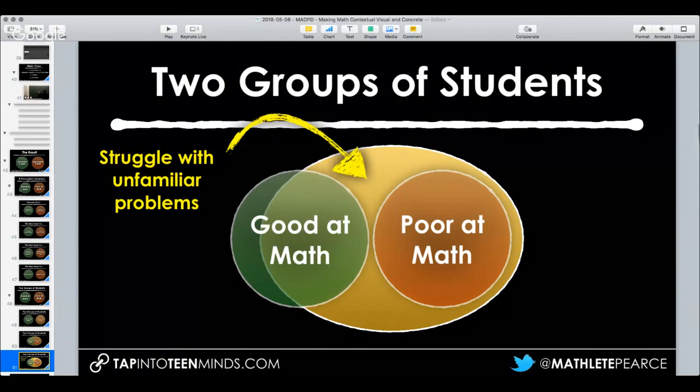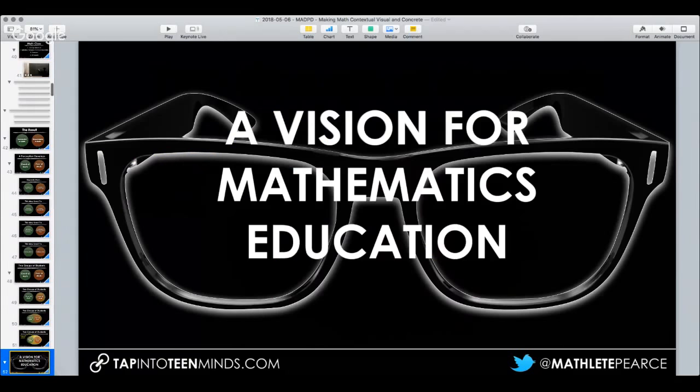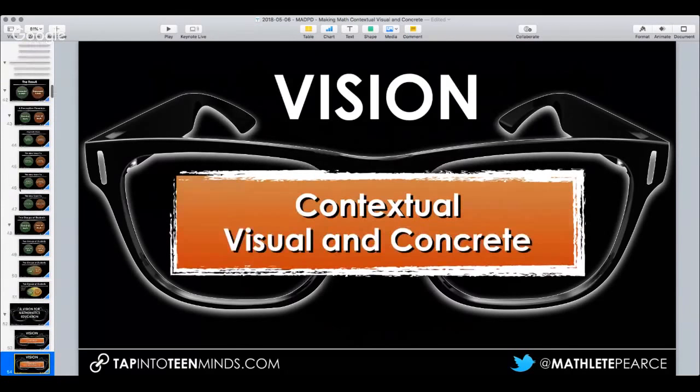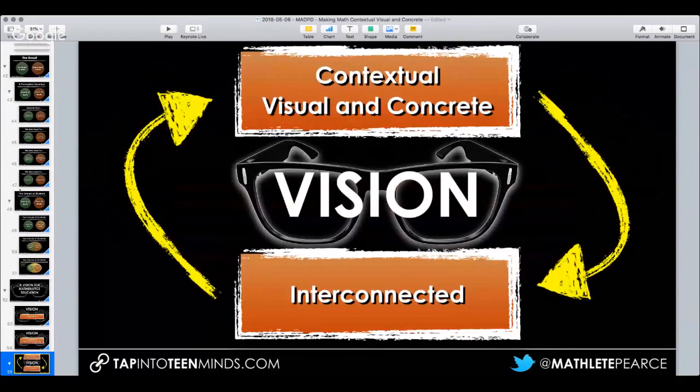So that's where I came up with playing with this idea of how am I going to take my math class and how am I going to change things to make it better. So that's what we're going to talk a little bit about today. This vision for math, to make math contextual and to make it visual and concrete wherever possible. And if we do that, we can help show how interconnected the math is.